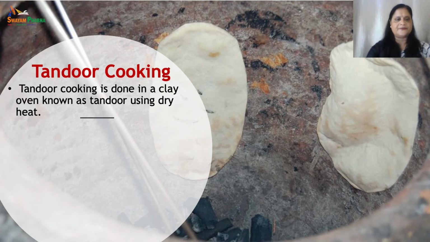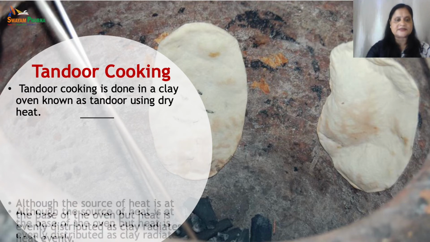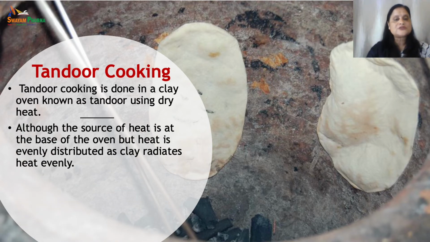Tandoor cooking. Tandoor cooking is done in a clay oven known as a tandoor using dry heat. Although the source of heat is at the base of the oven, heat is evenly distributed as clay radiates heat evenly.